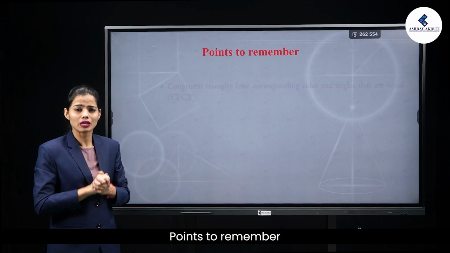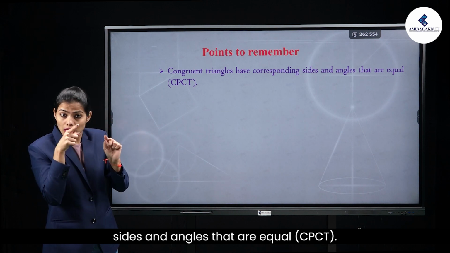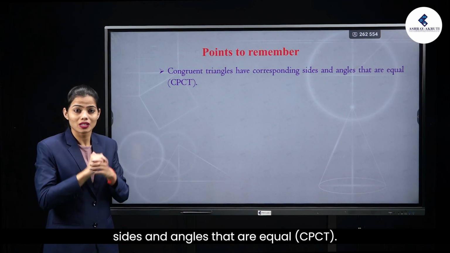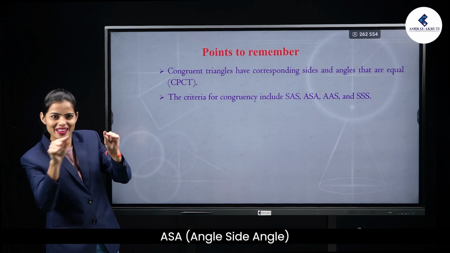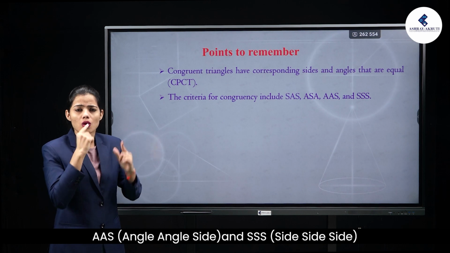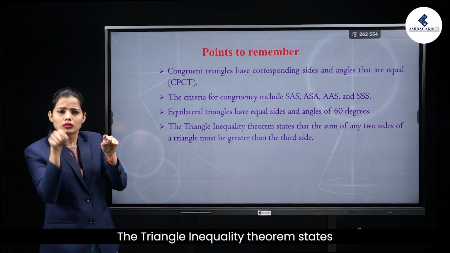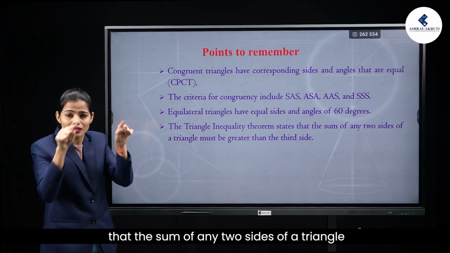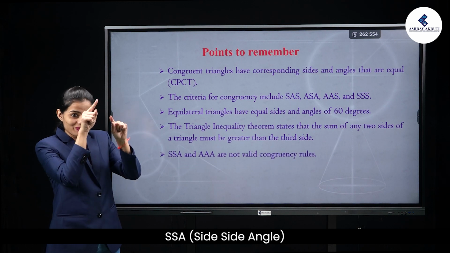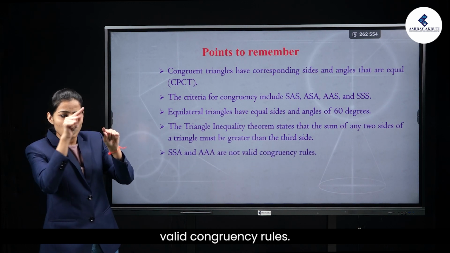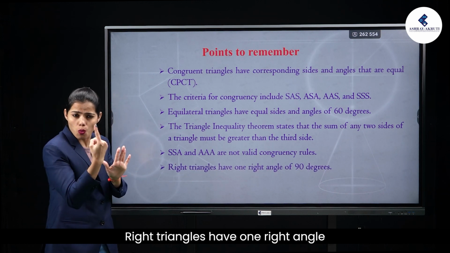Points to remember. Congruent triangles have corresponding sides and angles that are equal, CPCT. The criteria for congruency include side-angle-side, angle-side-angle, angle-angle-side, and side-side-side. Equilateral triangles have equal sides and angles of 60 degrees. The triangle inequality theorem states that the sum of any two sides of a triangle must be greater than the third side. Side-side-angle and angle-angle-angle are not valid congruency rules. Right triangles have one right angle of 90 degrees.